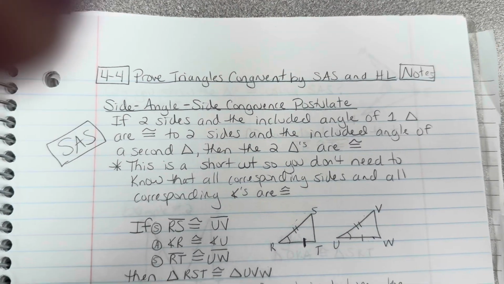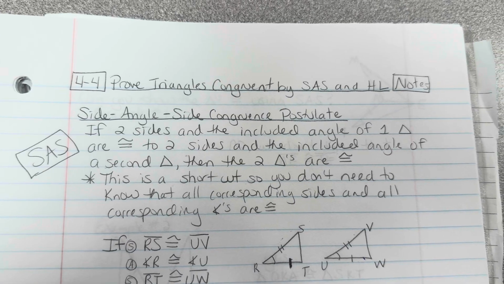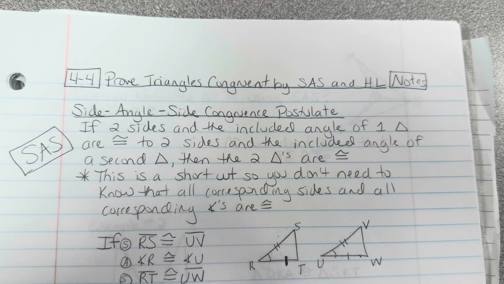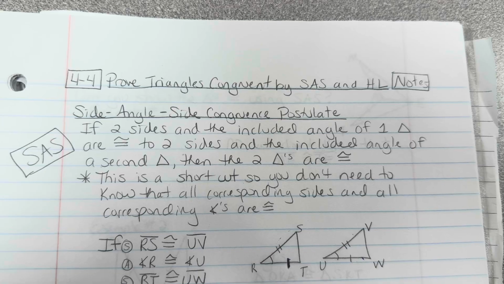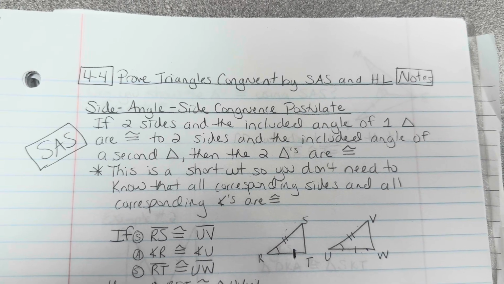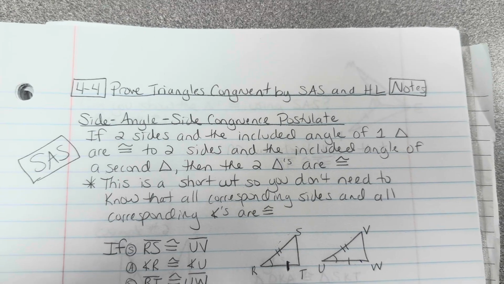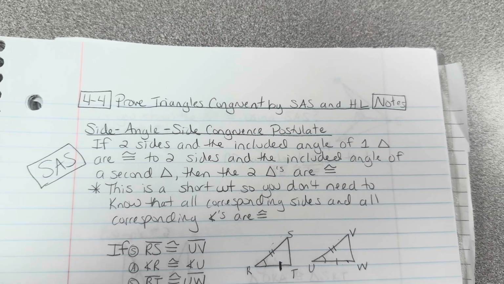With the side angle side congruence postulate, it says that if two sides and the included angle of one triangle are congruent to two sides and the included angle of a second triangle, then the two triangles are congruent. So again, this is a shortcut so that we do not need to know that all sides are congruent and all corresponding angles are congruent. And for short, it is SAS.